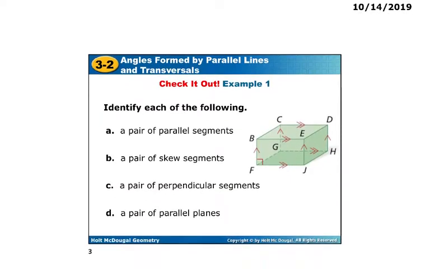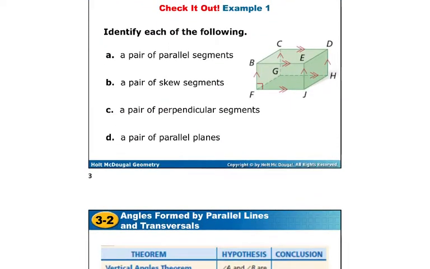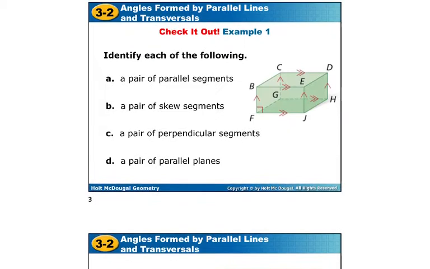Alright, so we're going to go ahead and identify each of the following in this example. So we want a pair of parallel segments. There are of course tons of parallel segments here, but the idea is to, first of all, remember how to draw or write a segment. So for instance, CD needs a segment picture above it. And then parallel to that is going to be this front one, BE.